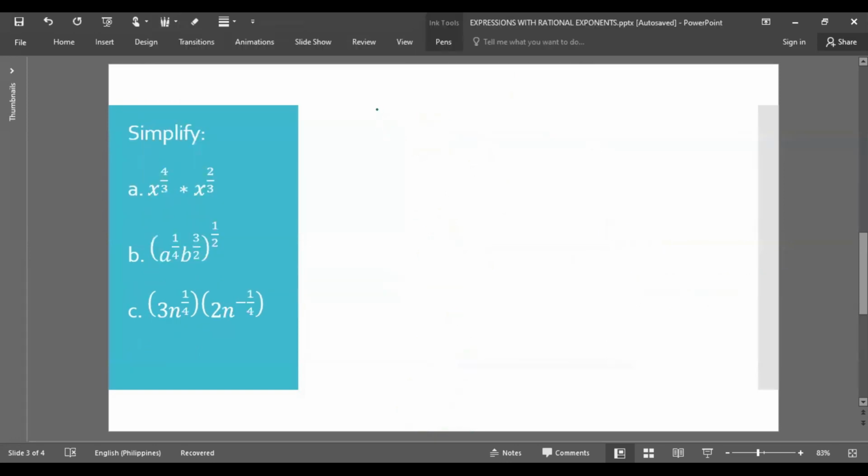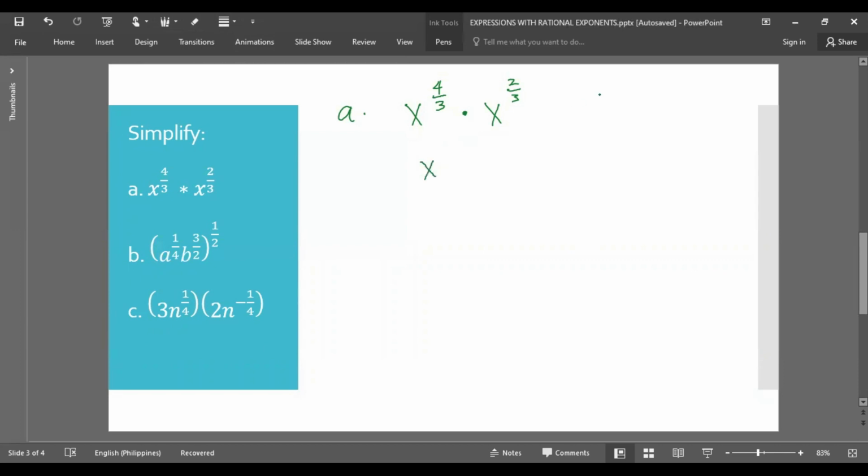Let us now try this time expressions with variables. So here we are asked to simplify these exponential expressions involving variables. So letter A, asterisk means to multiply the expressions, okay? As well as simple dot. In this case, you may apply the first law of exponents.